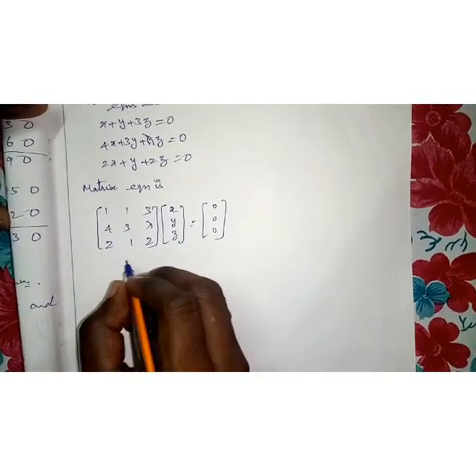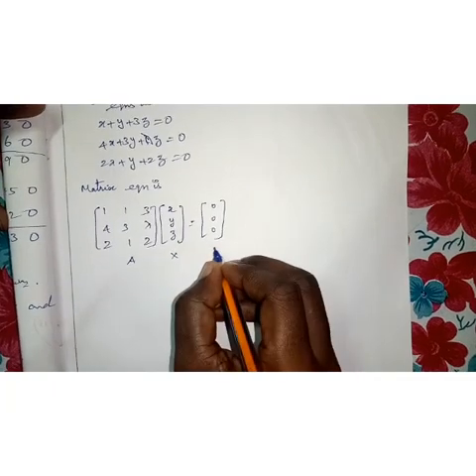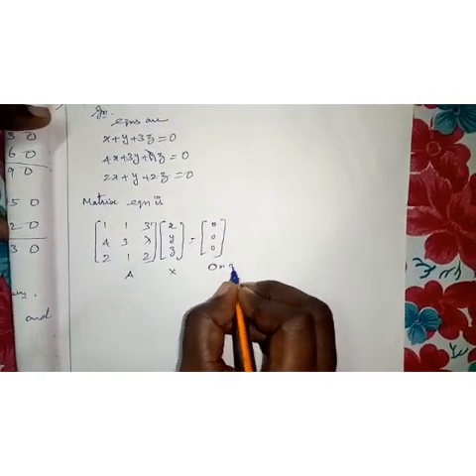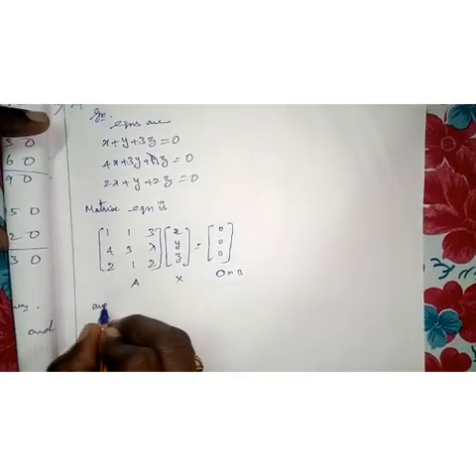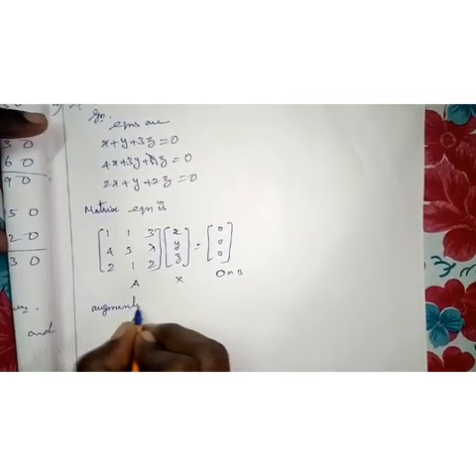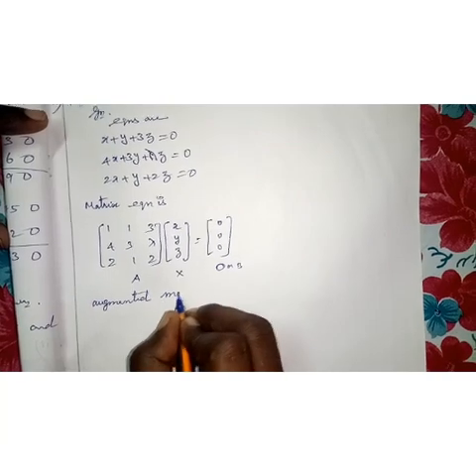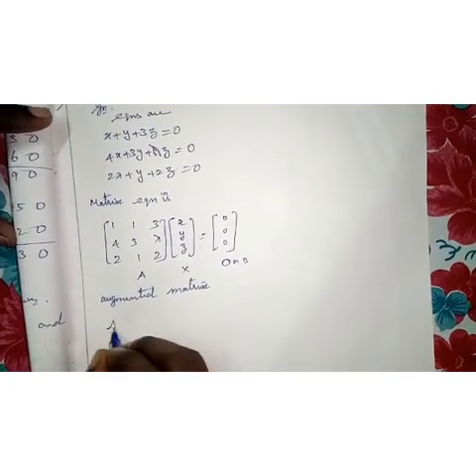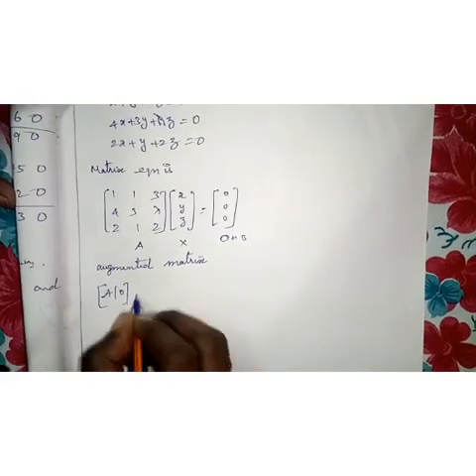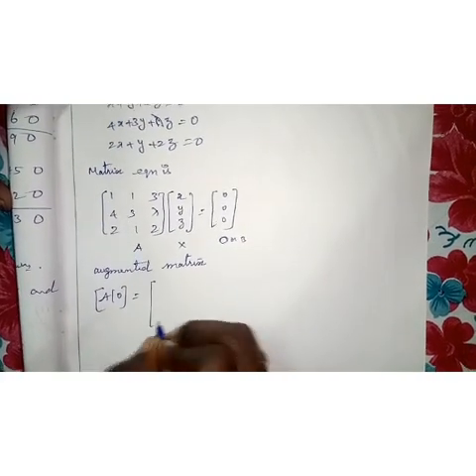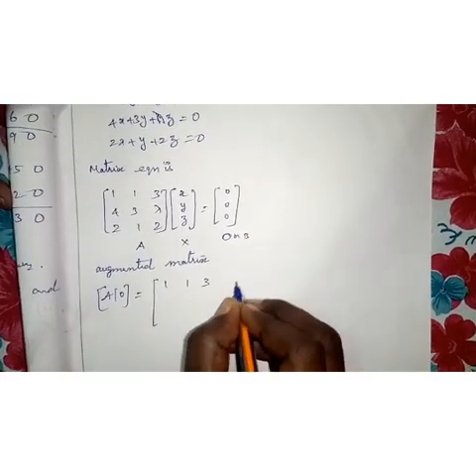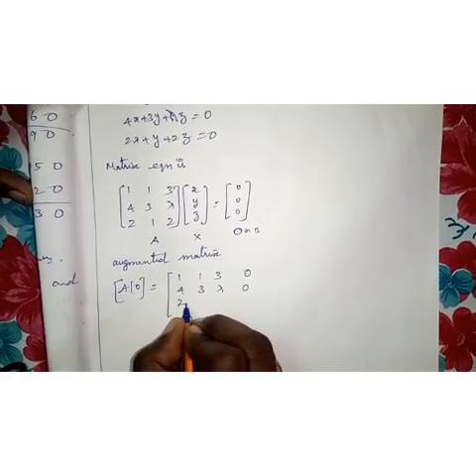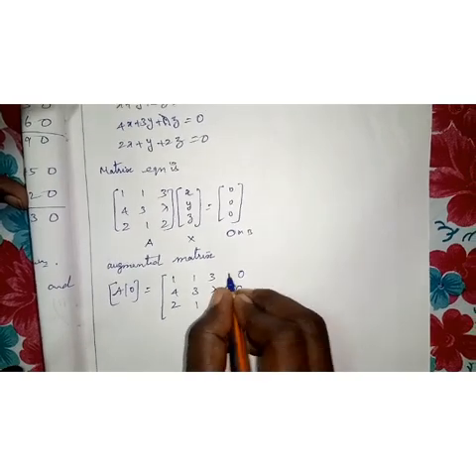Okay, shall I write this as AX equal to O? You can write O or B, that is your wish. Then the augmented matrix. How to write the augmented matrix? You combine these two matrices, A bar O equal to, what is A and O? 1 1 3 0, 4 3 lambda 0, 2 1 2 0.